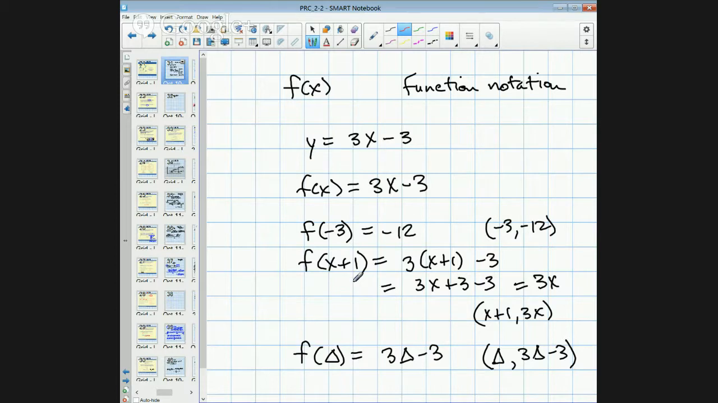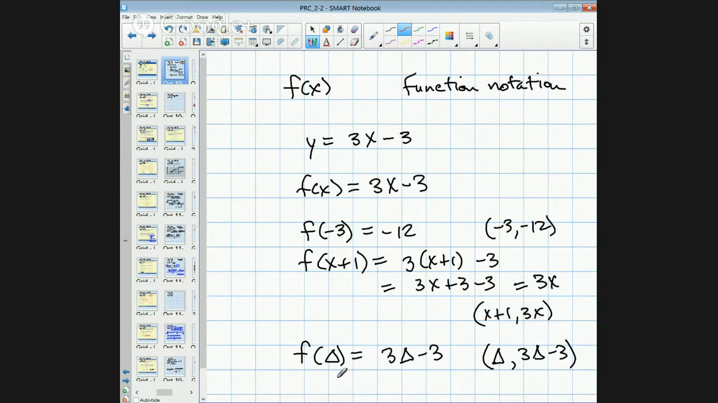What's f of x plus 1? Plug in x plus 1 where there was an x. Okay, we can simplify it a little bit, but the answer comes out to 3x. That's as good as we can do, right? So what is f of x plus 1? It is 3x. So, I mean, that literally represents this ordered pair. When you plug in an x plus 1, out comes a 3x.